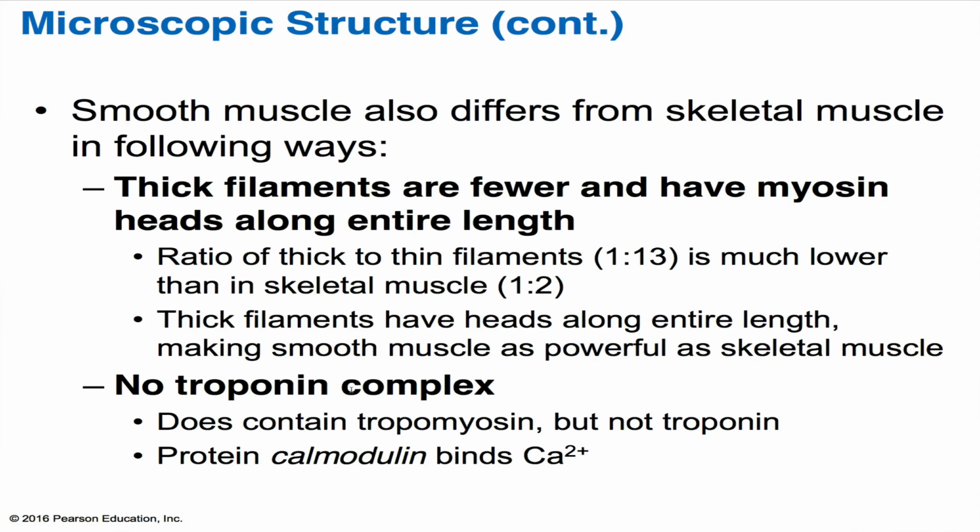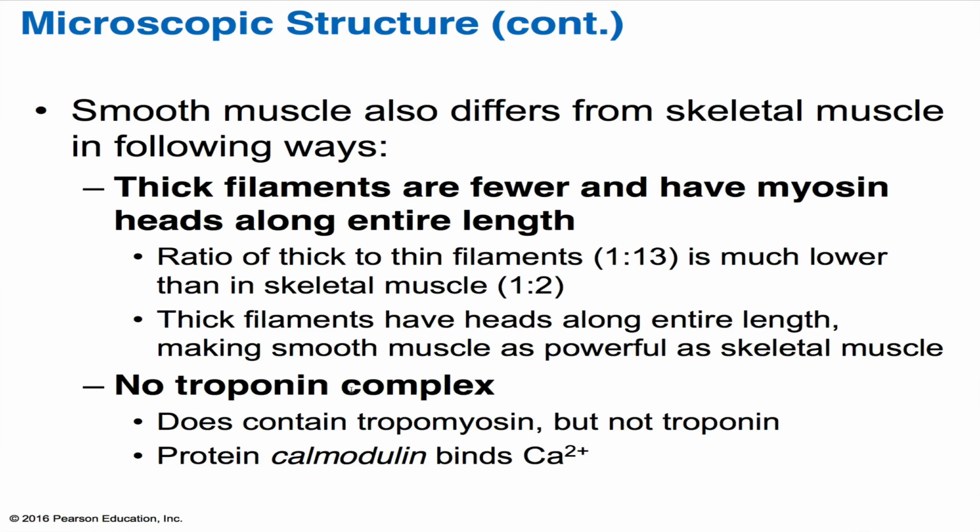Smooth muscle also differs from skeletal muscle in the following ways. The ratio of thick to thin filaments is 1 to 13, whereas in skeletal muscle it was 1 to 2. So think about it, that's significant. It's huge. In skeletal muscle, for every one thick filament you had 2 thin filaments. In smooth muscle, for every one thick filament you have 13 thin filaments.